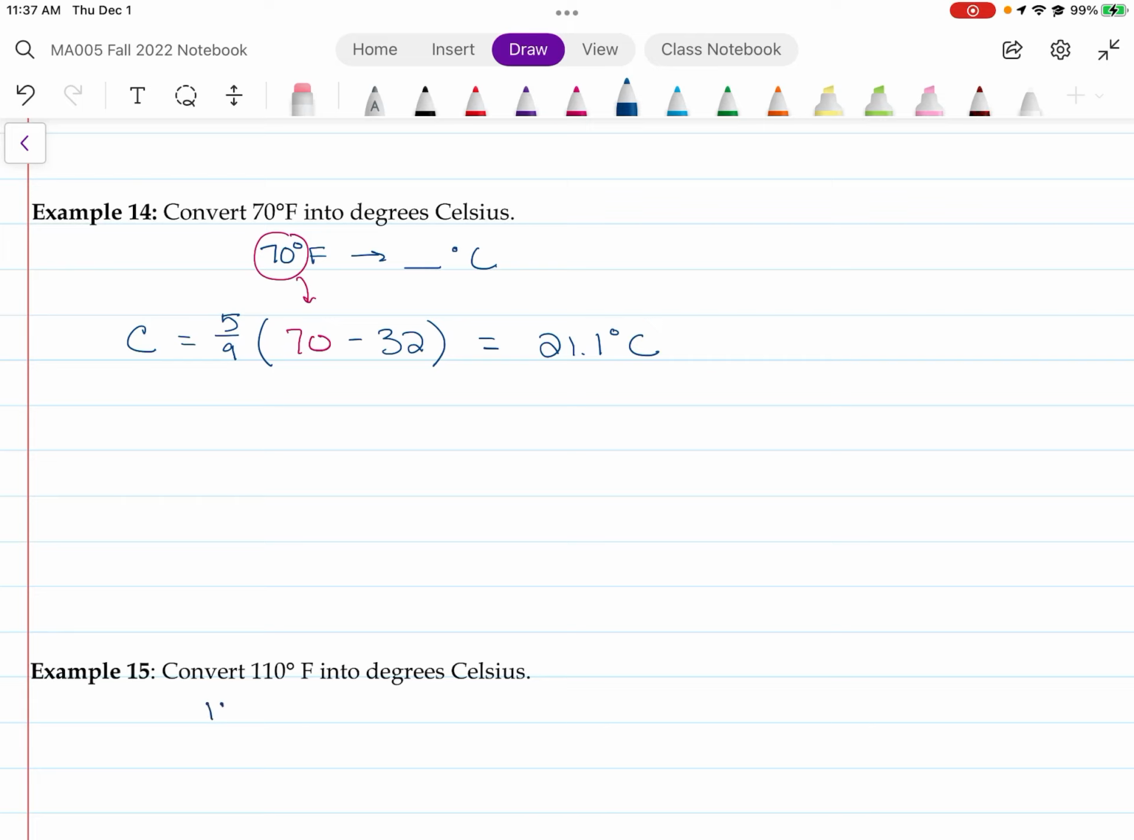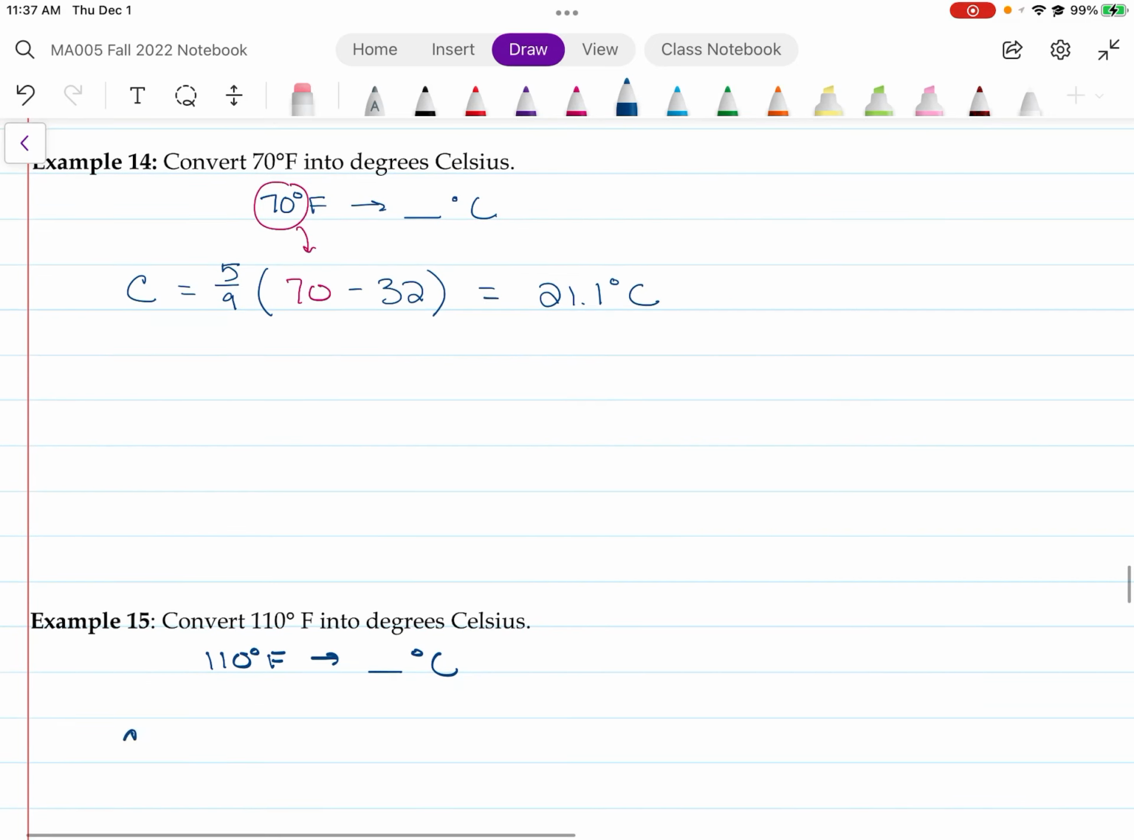All right, so we're converting 110 degrees Fahrenheit to some degrees Celsius. So we need the one that equals Celsius, just like before. So this one is 5/9 times, this time we're going to put in 110, right? And then minus 32. And when you put that in your calculator, you should get 43.3 degrees Celsius.